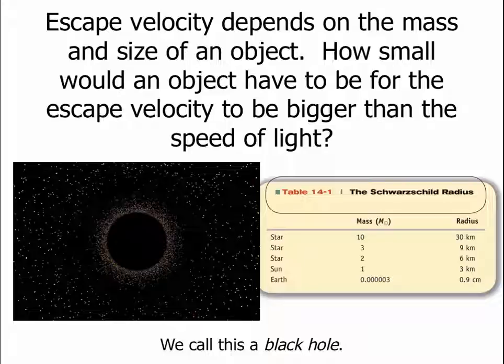Now, as I said, the escape velocity depends on both the mass of the object and the size. The more massive it is, the faster the escape velocity. The smaller it is, the faster the escape velocity. So you have to worry about this combination of the two. So let's take the sun. The sun's escape velocity is 630 kilometers a second. If we were to shrink the sun in size, that escape velocity would become higher. You'd have to be going faster to leave the sun and never come back.